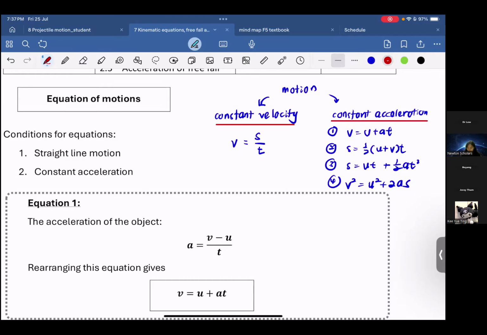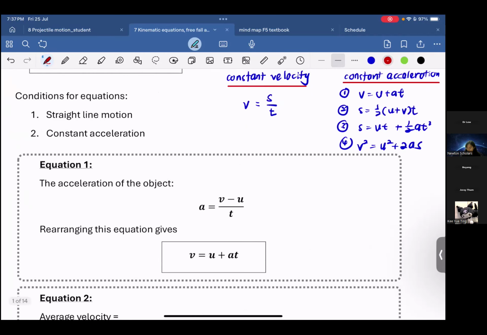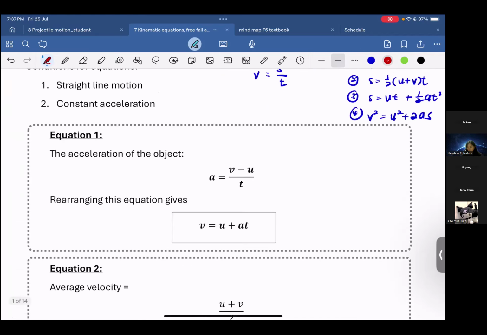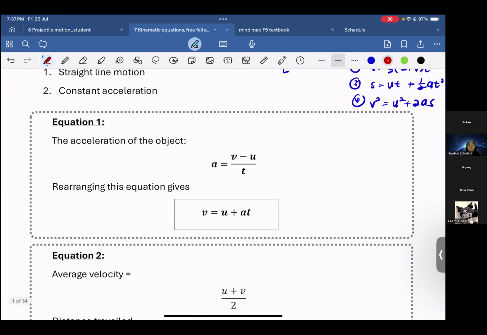Okay, so today the first formula, how do we get it? Very easy. Just using the acceleration, we rearrange it to get v. So v equals u plus at. So this is the first formula we get.